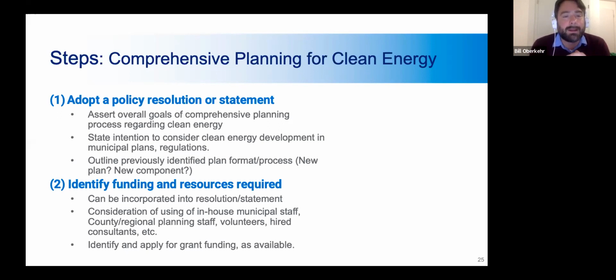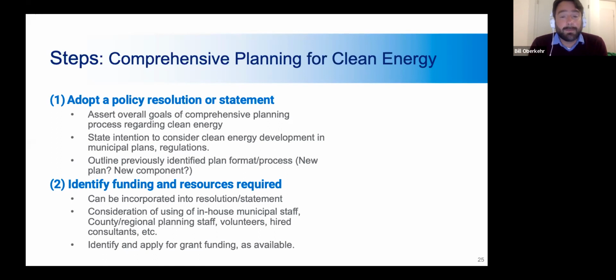Step one is we're going to adopt a policy resolution or statement, which is going to assert our overall goals of comprehensive planning of the process, regarding clean energy specifically. We're going to state our intention to consider clean energy development and municipal plans and regulations. Finally, we're going to outline previously identified planning format and processes.